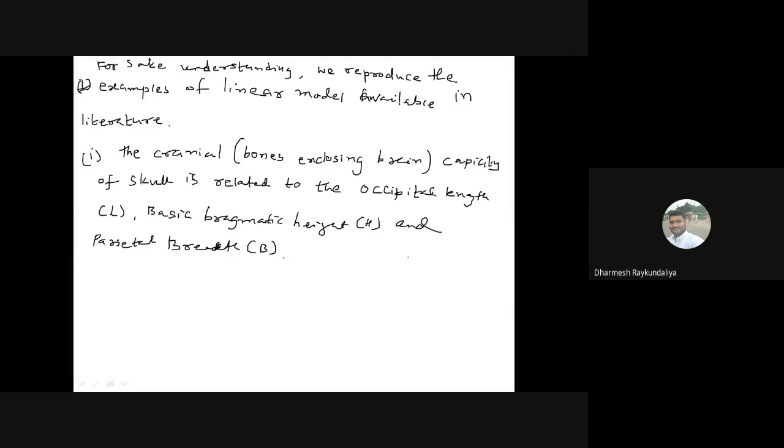a skull. Okay, so when a patient comes, you can measure these directly. So based on that, you try to measure what is the cranial capacity of a skull of a person whose information of LBH is given to you. So that is how the linear model is important.